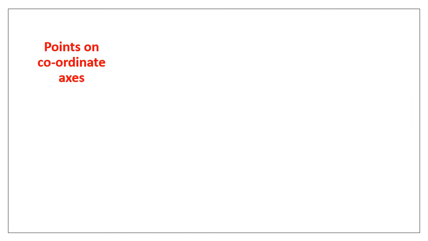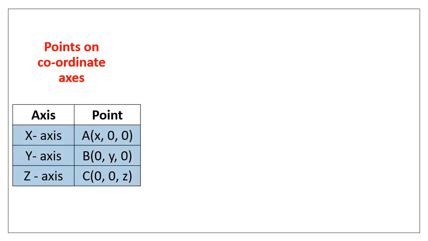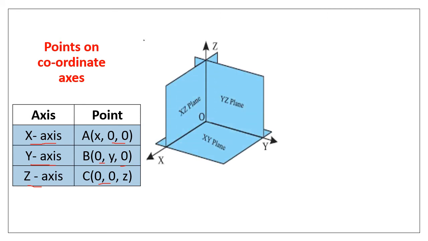Points on coordinate axis. See student, on the x-axis, if any point is there, then its y and z coordinates are 0. So A has coordinates x, 0, 0. Similarly, the point on the y-axis gives us x and z coordinates 0. So B has coordinates 0, y, 0. And on the z-axis, x and y coordinates are 0. So C has coordinates 0, 0, z. Now look at the diagram.